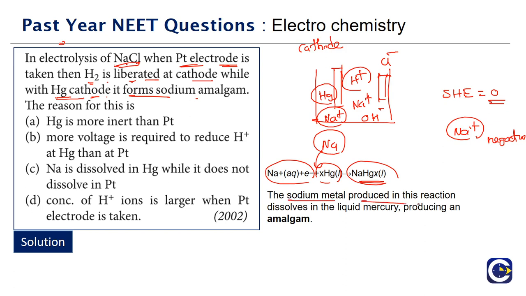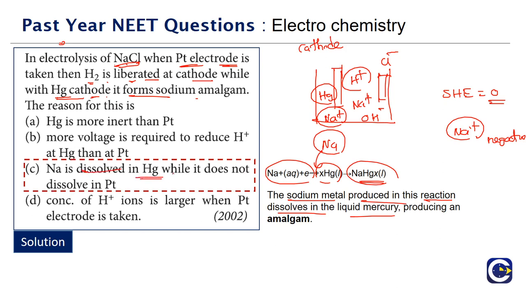So the sodium metal that is getting produced will dissolve in the liquid mercury, and that makes this overall process happen. And that is not going to happen with an inert electrode like platinum; it will happen only with reactive electrodes. That's why we call these electrodes reactive electrodes. Okay, so the correct answer for this is what?